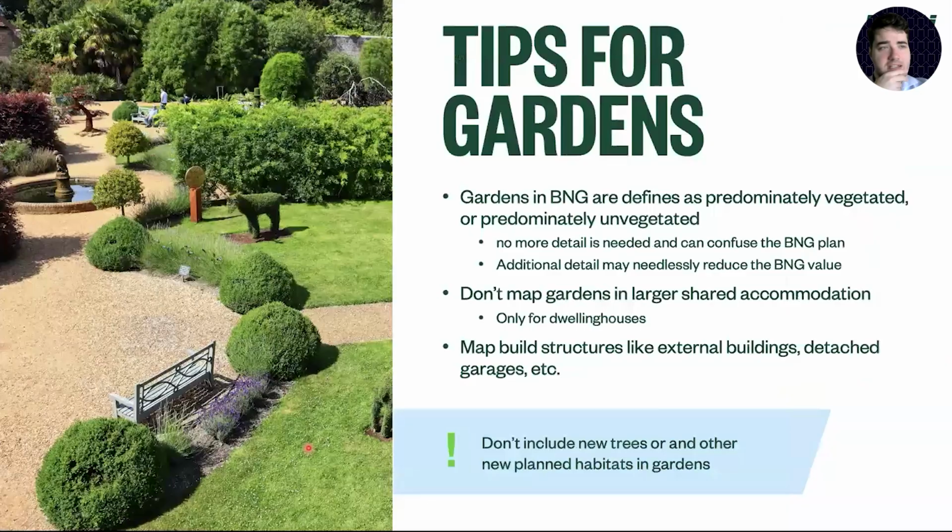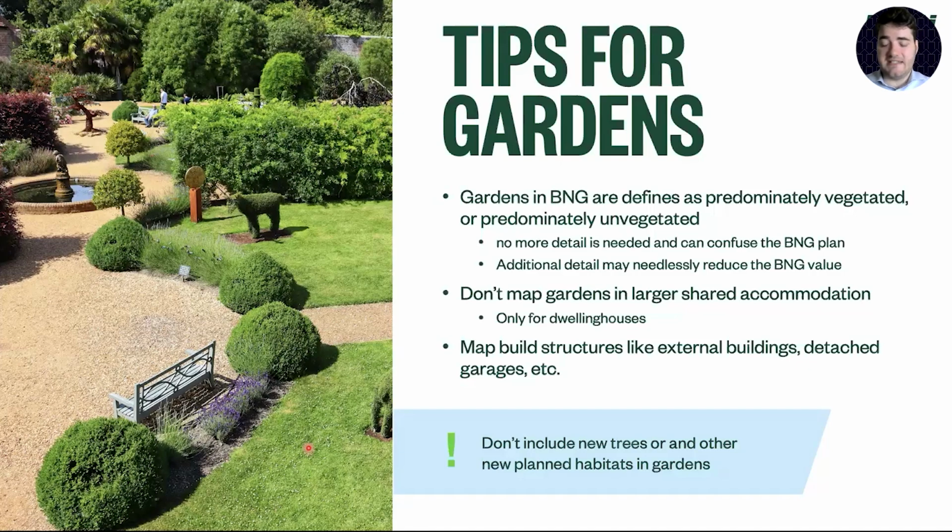Gardens are really tricky in BNG, and many people have experienced this. I've got lots to say about this that I'm sure many people will disagree with, but in post development, certainly, the level of detail that's needed for gardens is very, very low. So gardens are defined as two types in the metric, and I'm talking here about gardens for private dwelling houses, which is what gardens apply to. They are either predominantly vegetated or they are not predominantly vegetated. No more detail is needed than that in the post development plan.